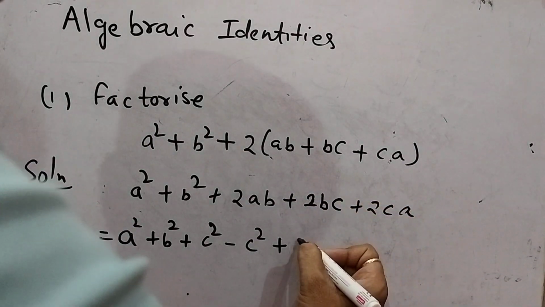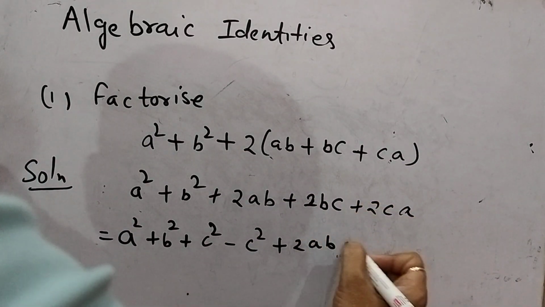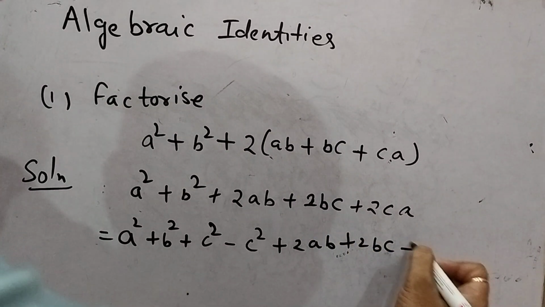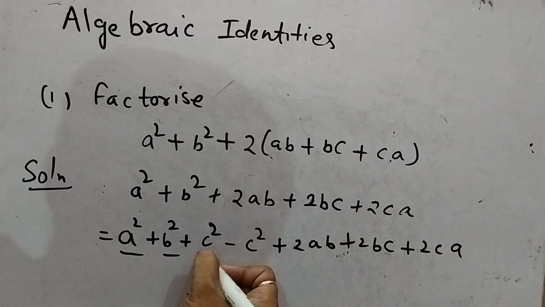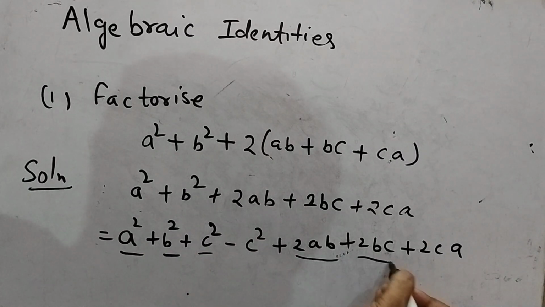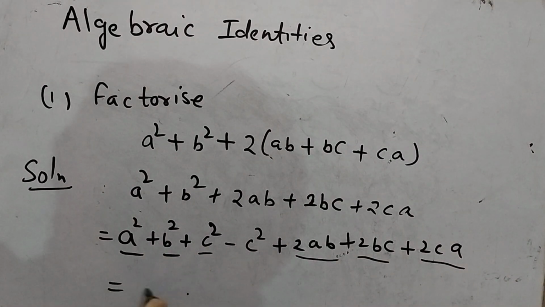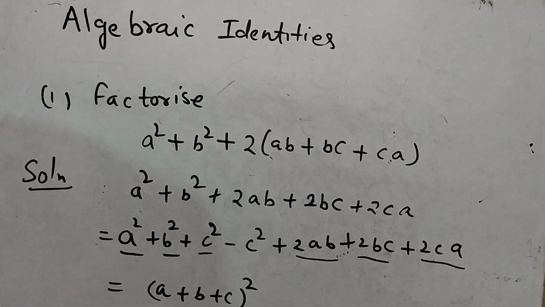So that's why I'm introducing it. So 2ab plus 2bc plus 2ca. So we have a square plus b square plus c square plus 2ab plus 2bc plus 2ca. So we can further write it as (a plus b plus c) whole square. Now I have minus c square.